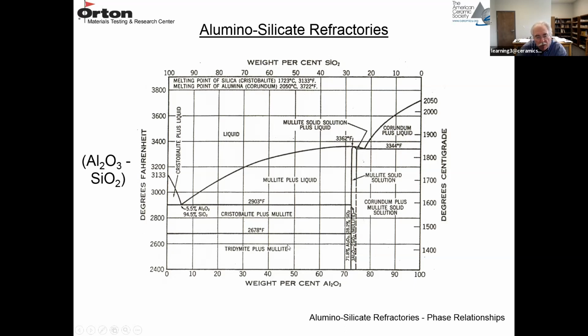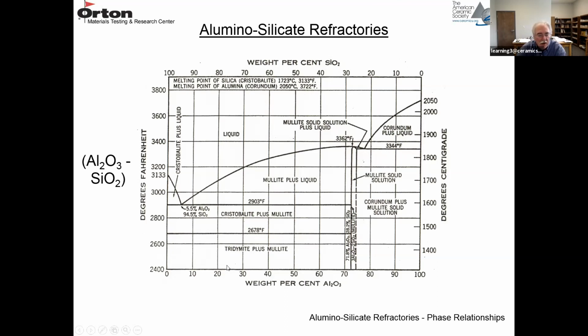So your fire clays are going to be down in this region here, 20 to 40% alumina. Your high aluminas are going to start around 50%. Once you hit mullite, all those higher aluminas are going to be much higher temperature materials.